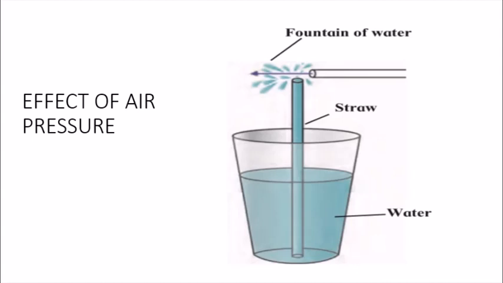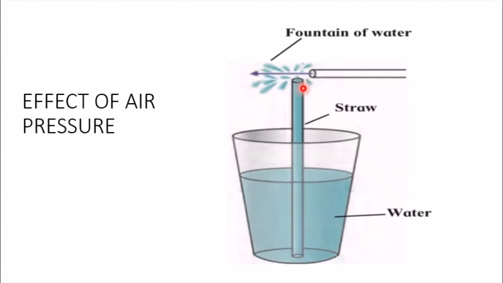Next is to know the effect of air pressure. That is what effect that air pressure has. So for this, we need to take a cup in which we need to fill water. Then we will take two straws. One straw we will insert in the cup and the other straw we will keep perpendicular to the first straw.